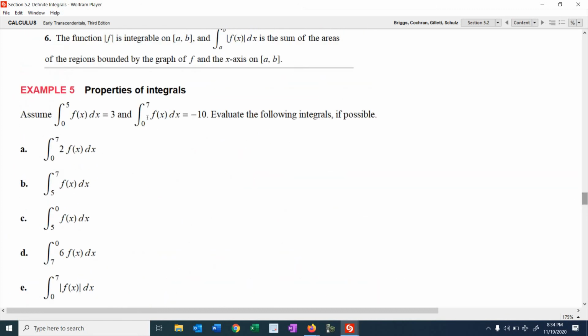Okay, part of the issue is we don't know which part of f of x goes below the x-axis between 0 and 7, which part goes above the x-axis. We just know that in total, the definite integral from 0 to 7 ends up being negative 10. So when you take the absolute value of f of x, it's impossible for us to know what that function is going to look like.